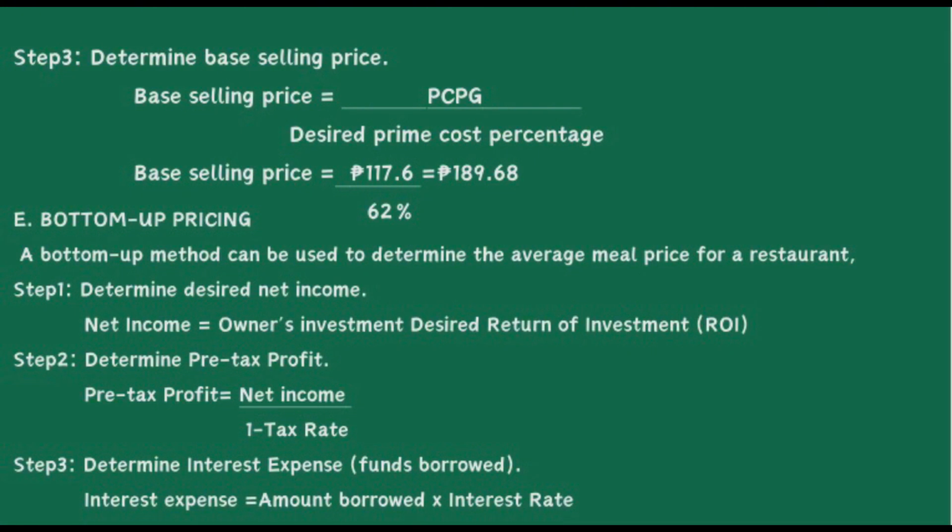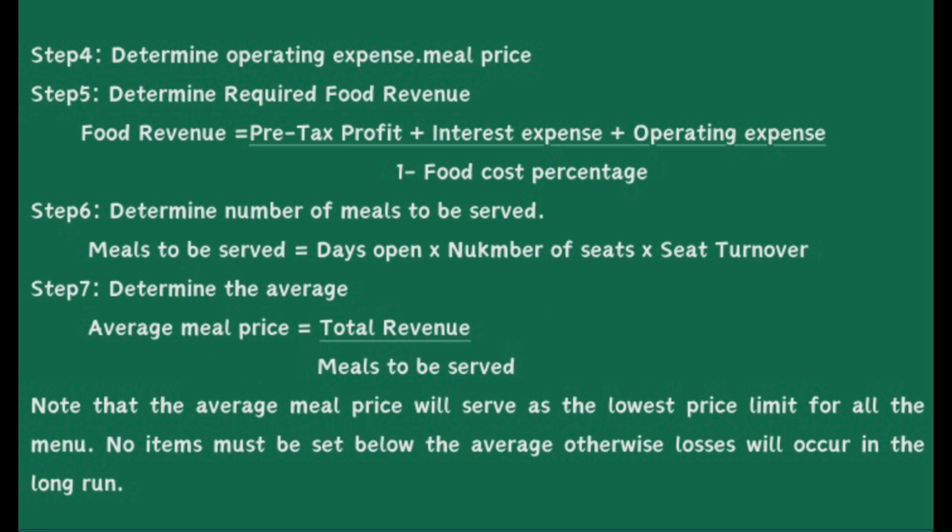Next, bottom-up pricing. A bottom-up pricing method can be used to determine the average meal price for a restaurant. Step 1, determine desired net income. Net income equals owner investment times desired return on investment, ROI. Step 2, determine pre-tax profit. Pre-tax profit equals net income over 1 minus tax rate. Step 3, determine interest expense. Interest expense equals amount borrowed times interest rate. Step 4, determine operating expense. Step 5, determine required food revenue. Food revenue equals pre-tax profit plus interest expense plus operating expense divided by 1 minus food cost percentage.